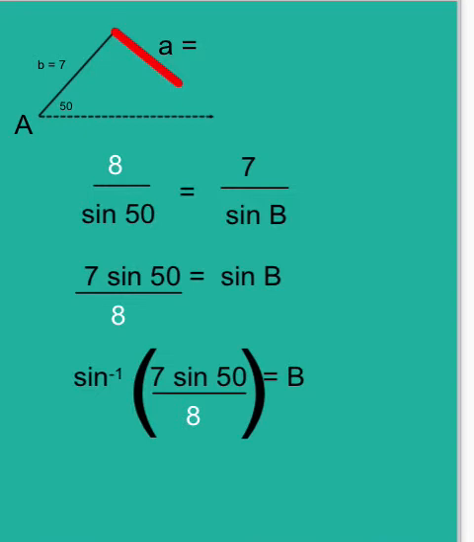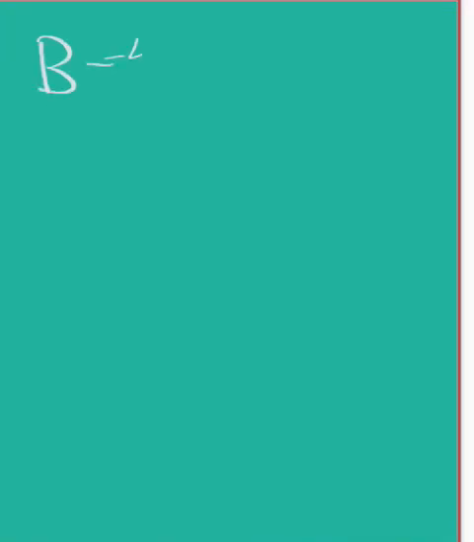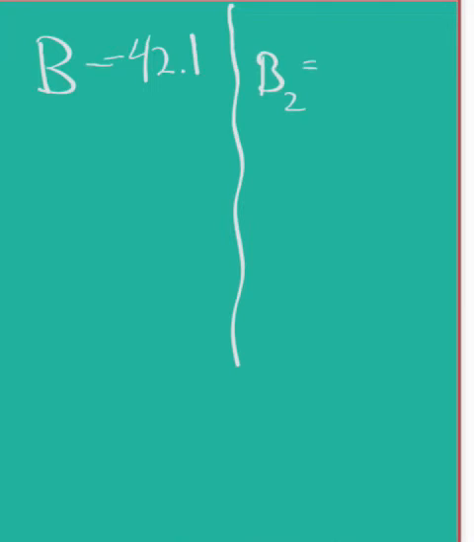And in doing this, I'll find that B is going to equal 42.1. Using the same argument I had just a second ago, if that's my B1, let's say, our B2 is going to be the supplement to that. The supplement of 42.1 would be 137.9.